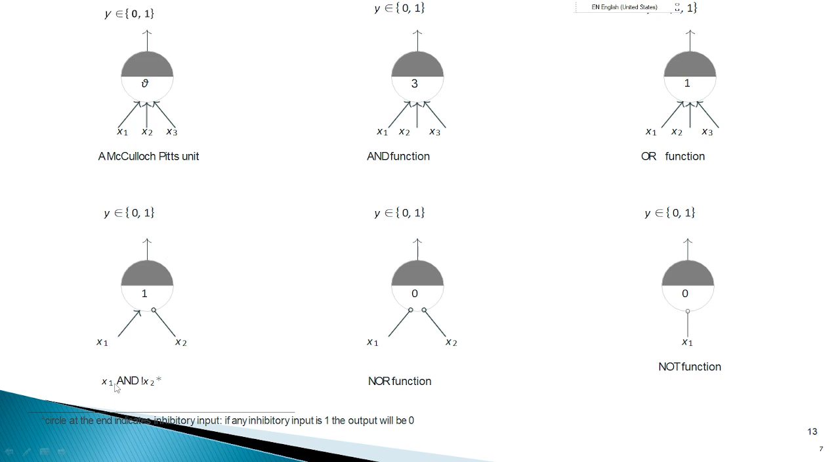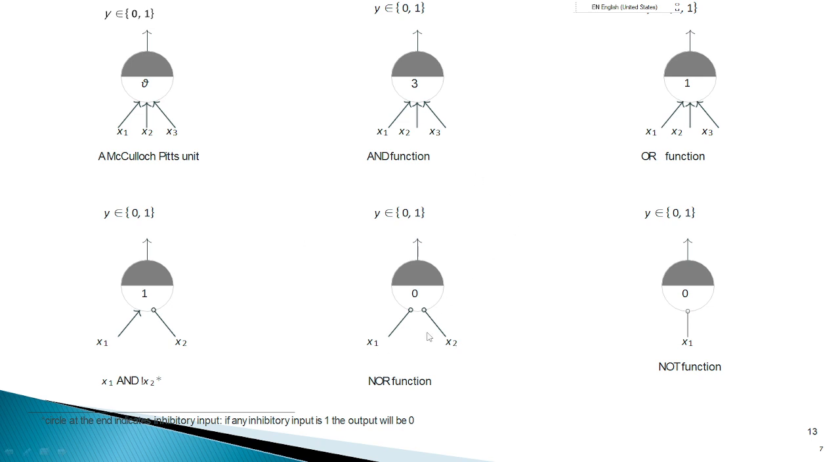Just work it out. This will yield x1 and not x2. This one will be a NOR function. Why? x1 is inhibitory, x2 is also inhibitory. So x1 and x2 both are not allowed to equal 1.